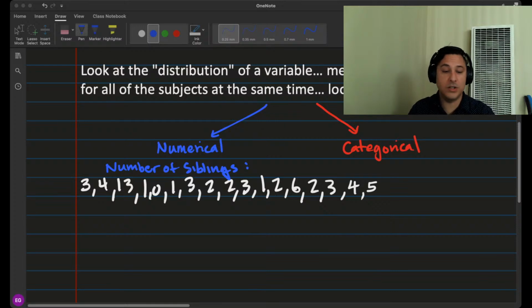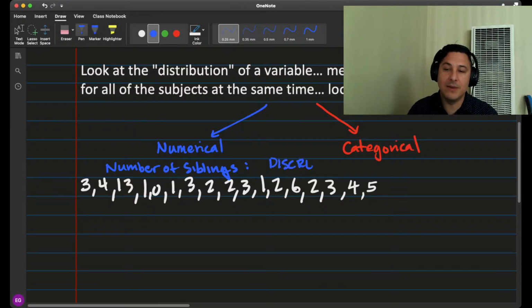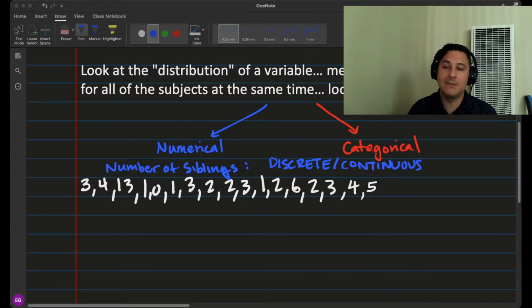What are your two options for numerical variables? Do remember there's two different types of numerical variables. So what makes something discrete and what makes something continuous? Do we remember? That's good. We got the names. So now, how do you know which one it is? What makes it one versus the other?